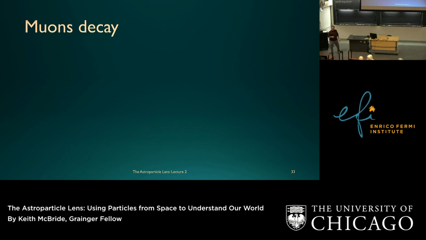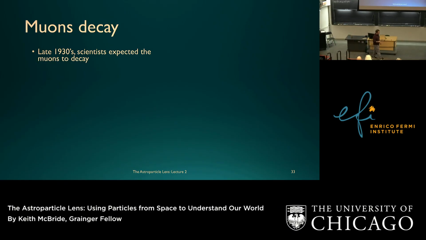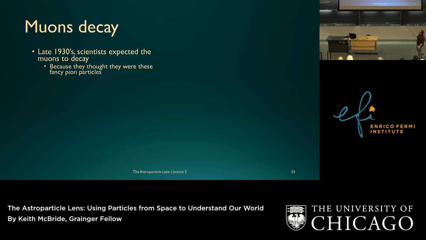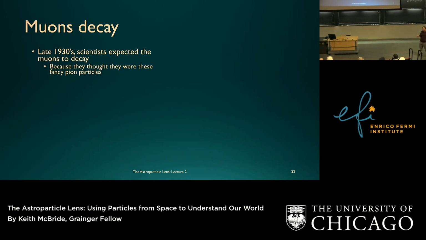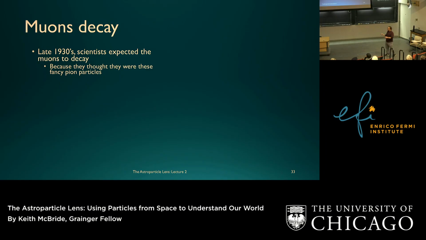Okay, so now we come to an interesting part of history with the discovery of muons and the theories that were proposed to try to understand them. We have muons decaying. So in the late 30s, scientists expected that muons would probably decay. They didn't know for sure. And this was because of a huge confusion. This is because there was this pion particle that a lot of people had been talking about trying to find, but no one could yet. And they thought the muons were the pions.